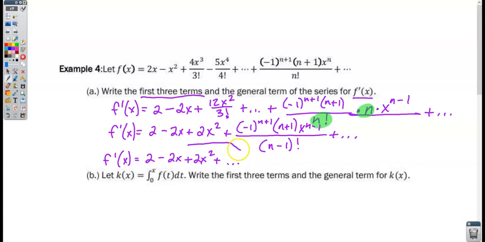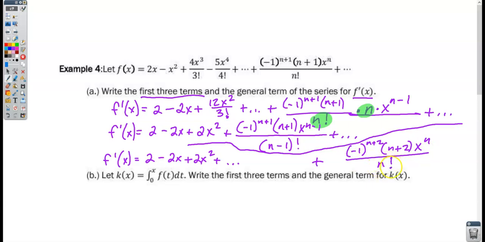I'm going to give myself a little bit of room here. We're going to add 1 to all of the n expressions in this general term. Sorry about the gap there, I ran myself out of space. But we're going to add 1 to each of these n expressions. So this is going to be negative 1 to the n plus 2 times n plus 2 times x to the n all over n factorial. And so the 0th term works out as 2 times x to the 0 over 1, which gives us the 2, and that matches all the terms there. And so there is our first 3 terms and our general term.